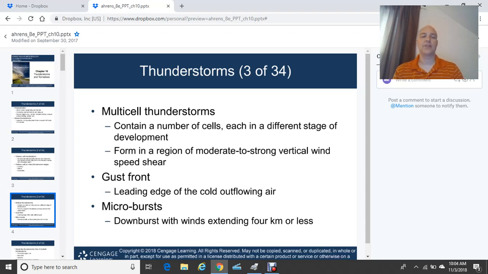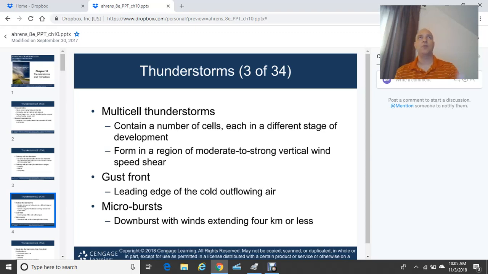Multi-cell thunderstorms form in a region of moderate to strong vertical wind shear. So with multi-cell thunderstorms, you do have the wind shear, that wind speed and direction change with height. Now, associated with multi-cell thunderstorms is what's known as a gust front, which is typically the leading edge of the cold outflowing air.